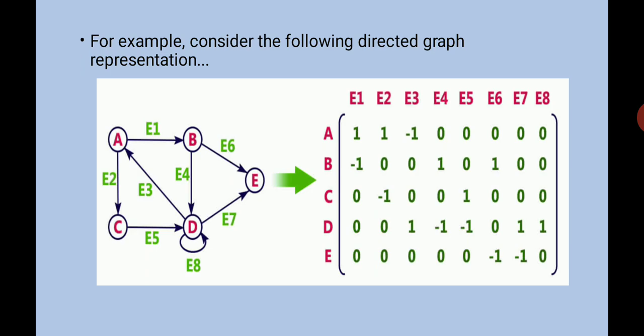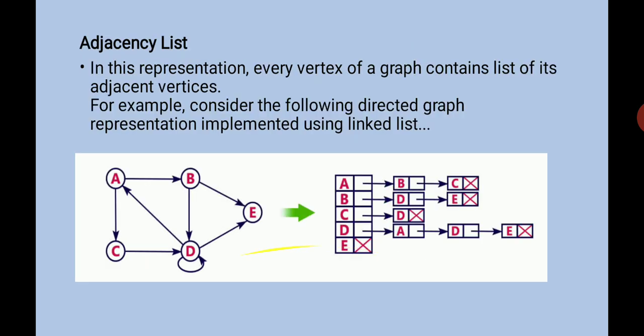Now I start with B. So B to E1 is minus 1. Why? Because E1 is incoming to B, right? B to E2 is 0. B to E3 is again 0. B to E4 is 1. So I put 1. B to E5 is again 0. There's no connection whatsoever. B to E6 shall be 1, B to E7 shall be 0 and B to E8 is again 0. So I put this entire thing into this graph, right?